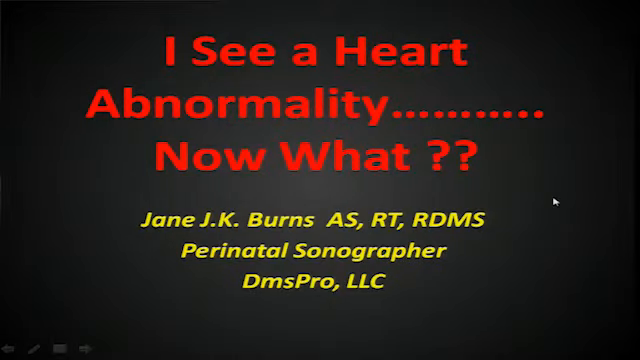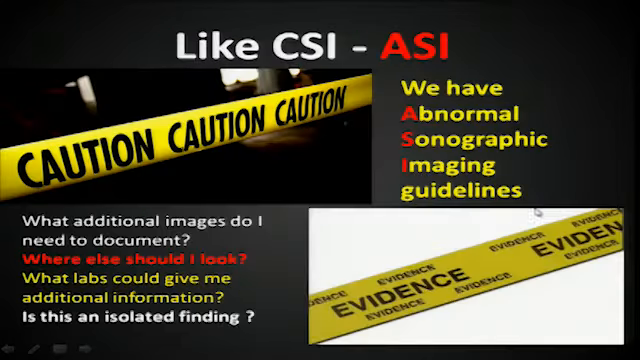Alrighty, so we're going to go through what do you do when you have a heart abnormality? What should you be looking for? What should your process be? At least just so you have some guideline. Like CSI, everybody knows what CSI is, right? Crime scene investigation. So we're going to do ASI, abnormal sonographic imaging guidelines.